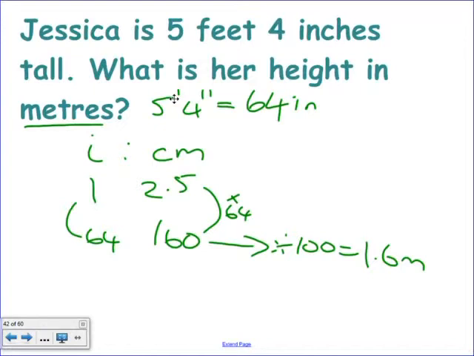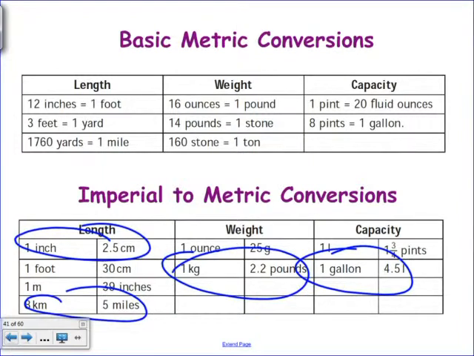Where did you even get the 64 from? I don't know. 5 feet 4. I haven't got a conversion to say how many inches is in a foot. You're just supposed to know. I didn't know that. Yeah. As in, this is just a thing. You need to know there's 12 inches in a foot. Sorry, did I not say that earlier? On some of these really basic ones, 12 inches in a foot, that's assumed knowledge.